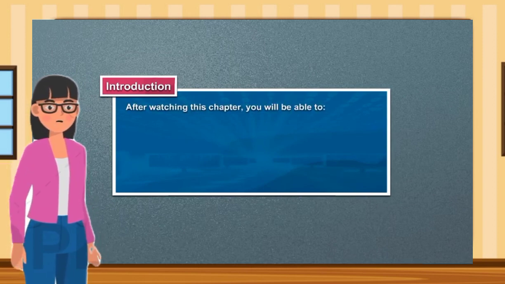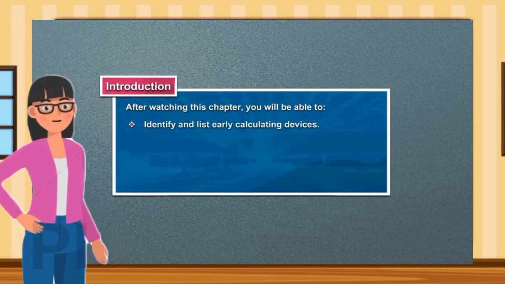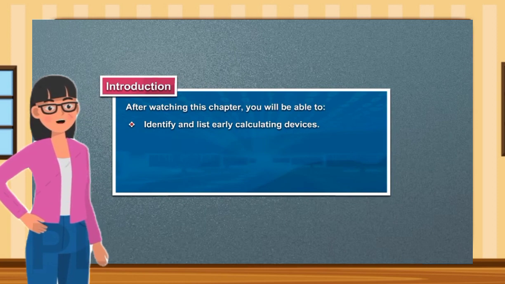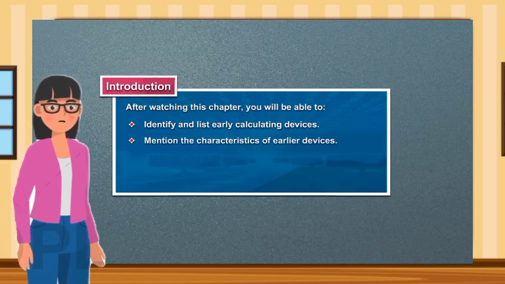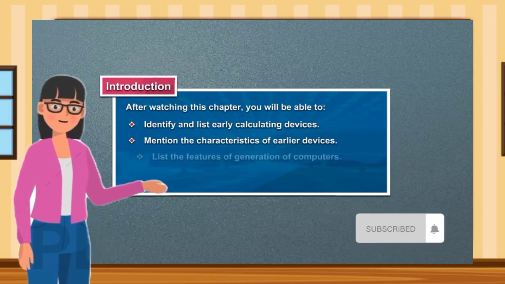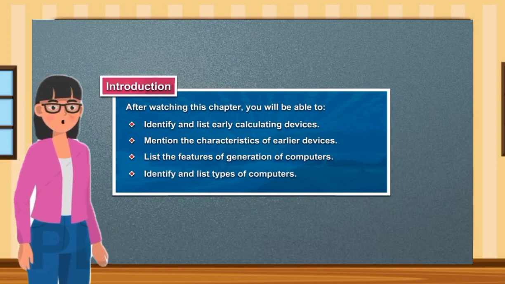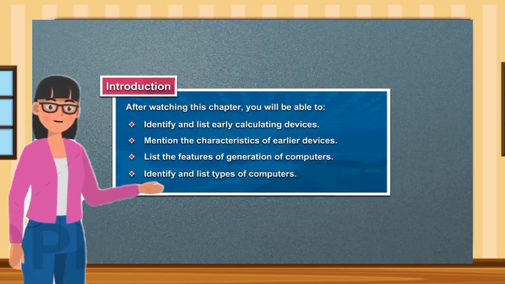Introduction. After watching this chapter, you will be able to identify and list early calculating devices. Mention the characteristics of earlier devices. List the features of generation of computers. Identify and list types of computers.